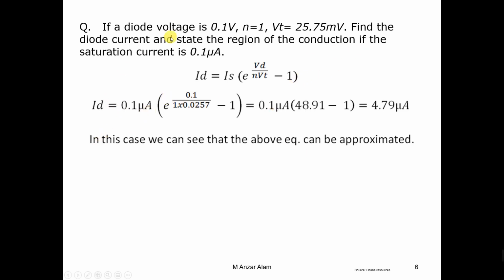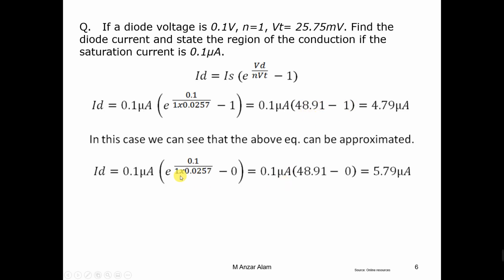But we can approximate this equation. We can see that the above equation can be approximated. This part is 49 and this is just 1. We can ignore the 1 because this part is much larger. If we remove the term minus 1, making it 0, and calculate again, the answer will be 5.79 microamps, and here it is 4.79.